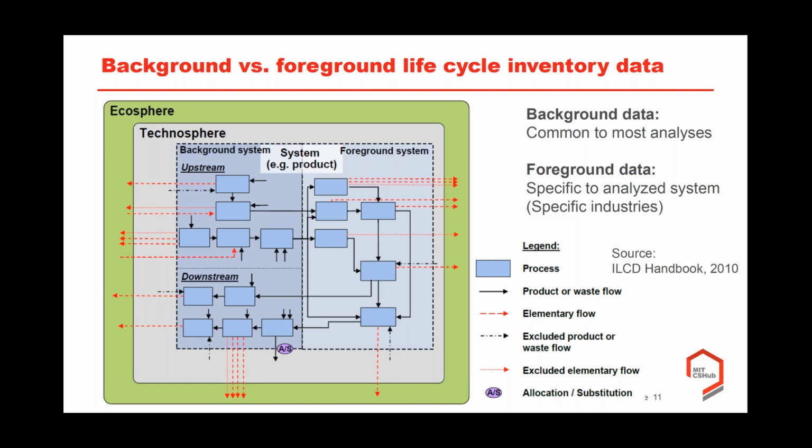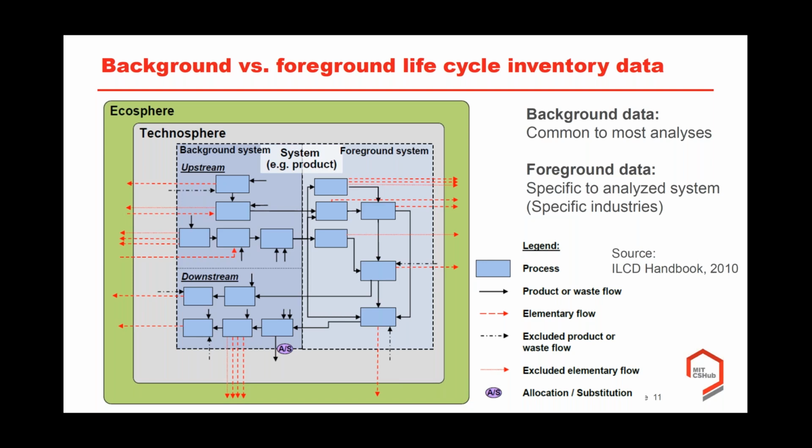This diagram right here is from the ILCD handbook, which is basically a handbook for how you would conduct an LCA put together by a group of stakeholders. And what they differentiate is what they call a foreground system and a background system. So the background system is generally upstream processes like transportation or energy production or certain types of material production as well. Whereas the foreground system is usually the system that you're particularly interested in.